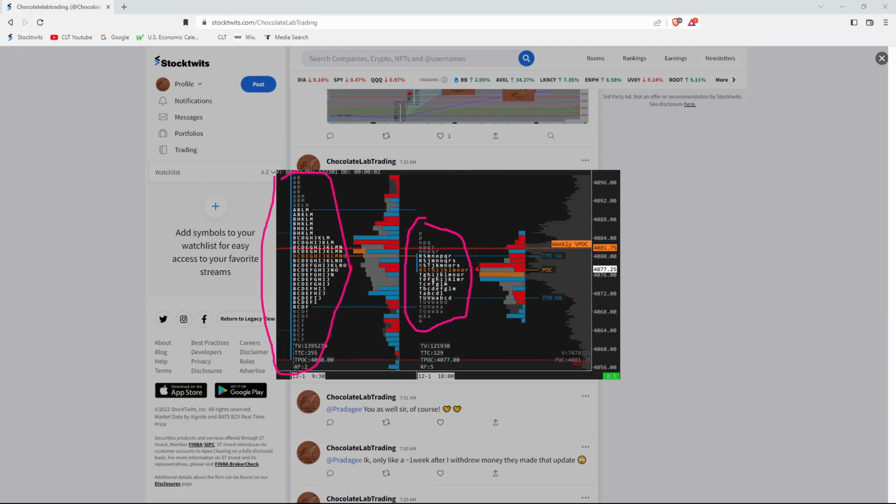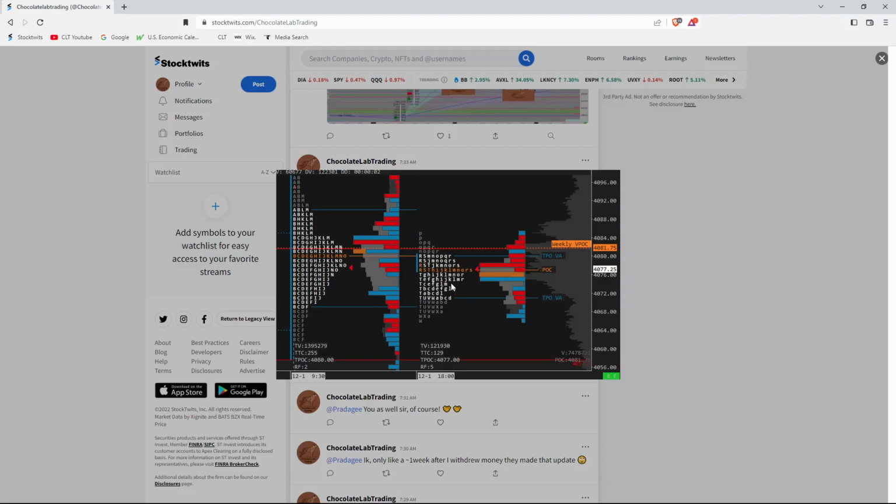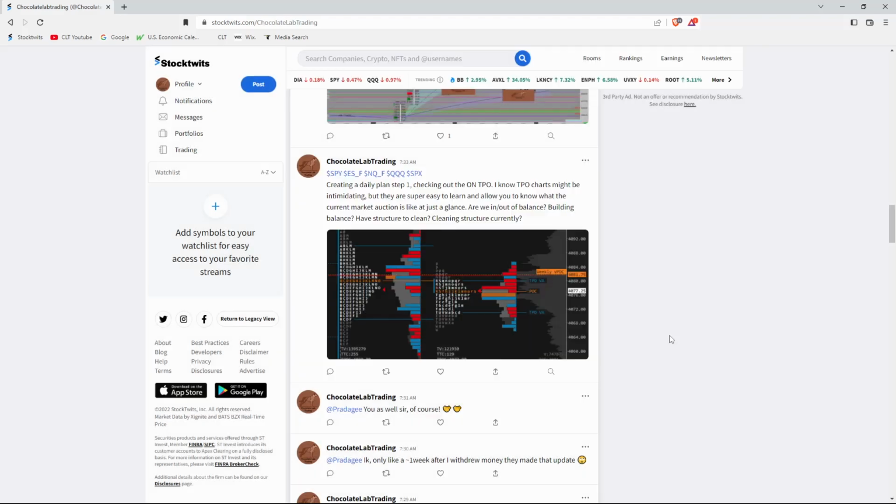We use these for gauging market sentiment, right? We see where balance is. Are we trading in or out of it? Are we building it? Do we have structure to clean? Are we currently cleaning structure? Things like that. We're looking at the shapes of each market profile, the tops, the bottoms, where value is lying, points of control, a whole bunch of things that allow us to gauge market sentiment.